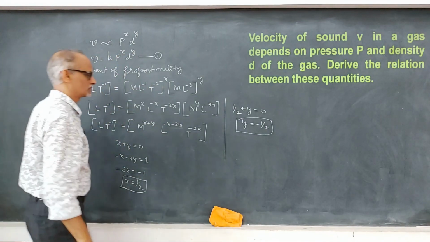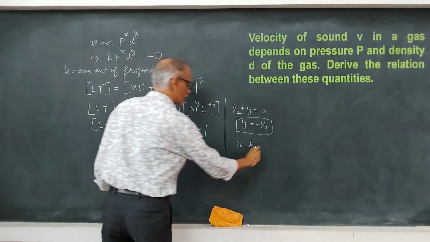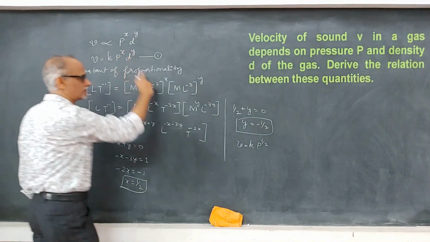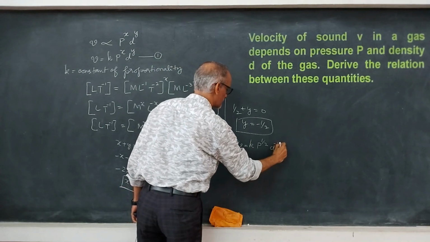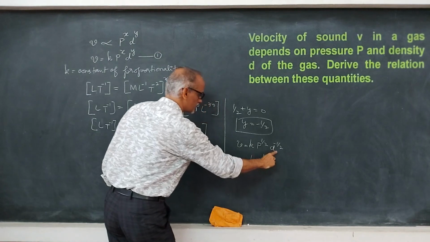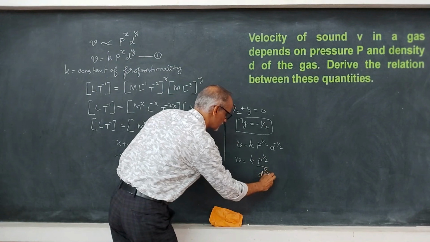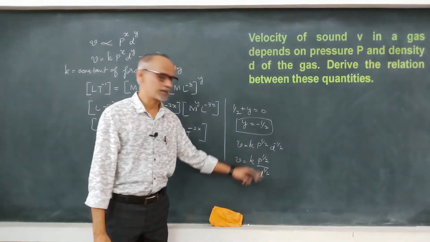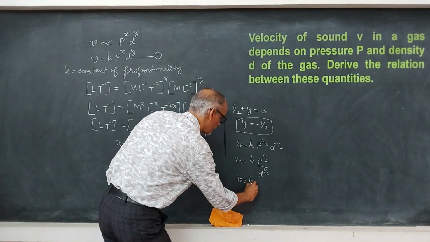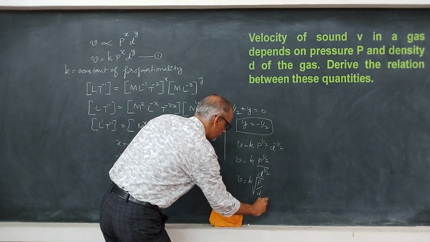So, write the equation. V is equal to constant k, P, pressure, to the power half, d to the power minus half. That is V equals k, P to the power half. Take this to the denominator, d to the power minus half, write it as d to the power plus half. What do you mean by P to the power half? Isn't it the square root? So, V is equal to k, for both the power is the same, square root of P by d.